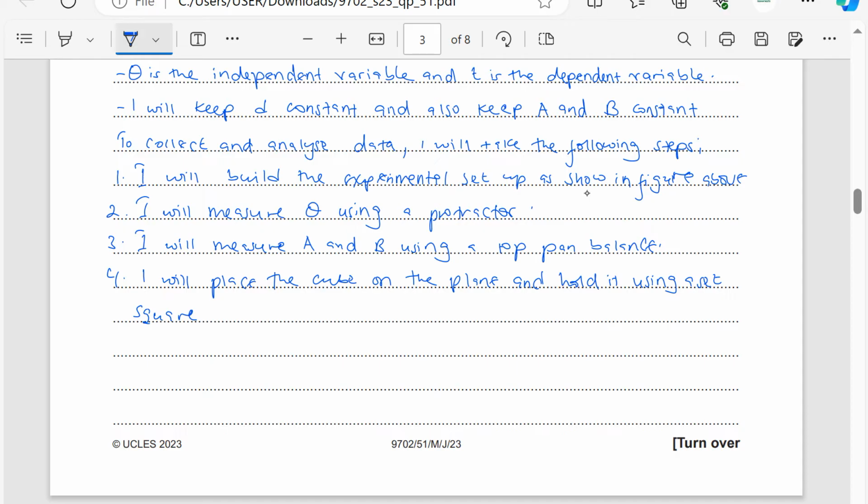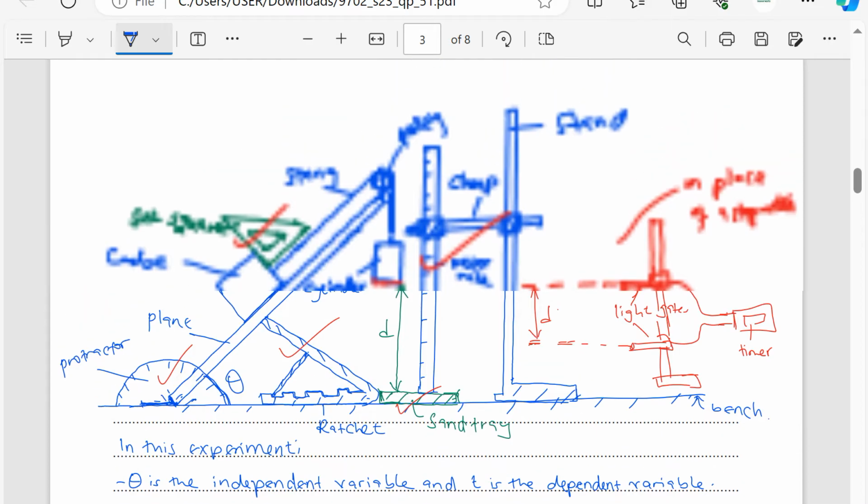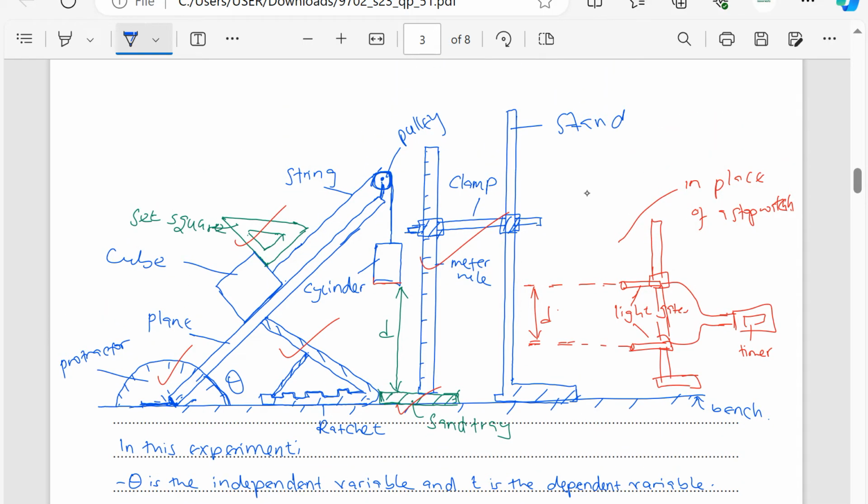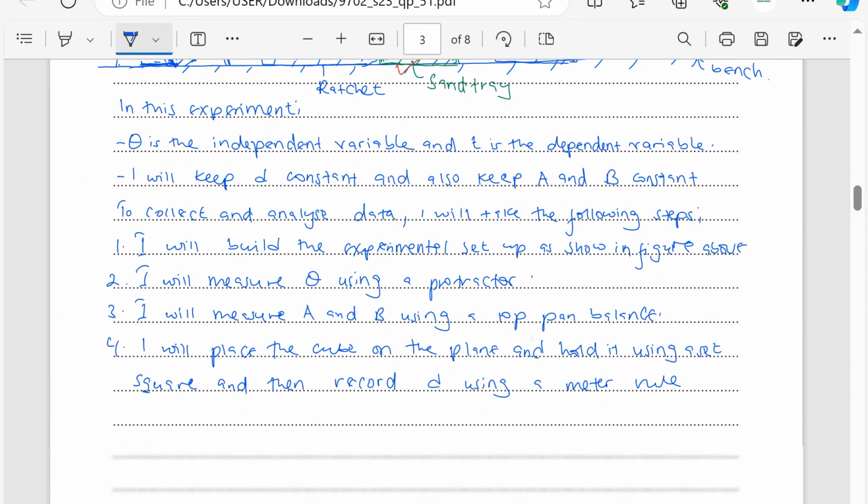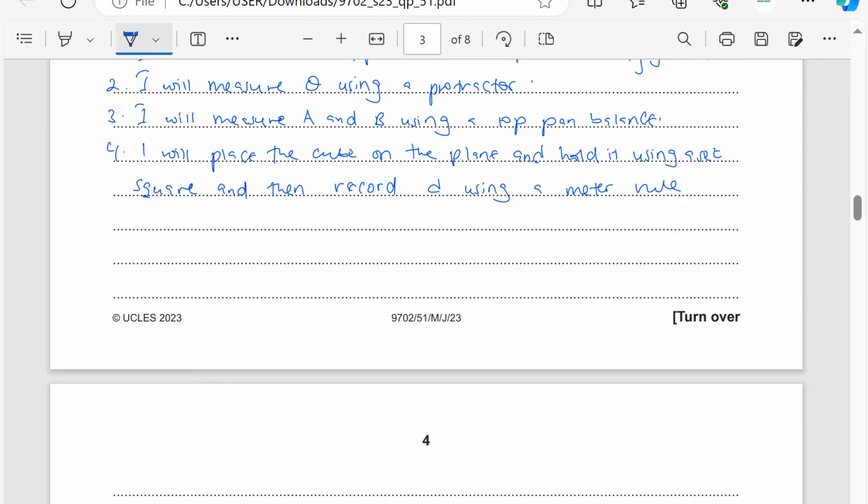Then record D from a meter ruler. So while holding the cube on the plane, I will look at the meter ruler and record the distance D of the cube above the sand tray.